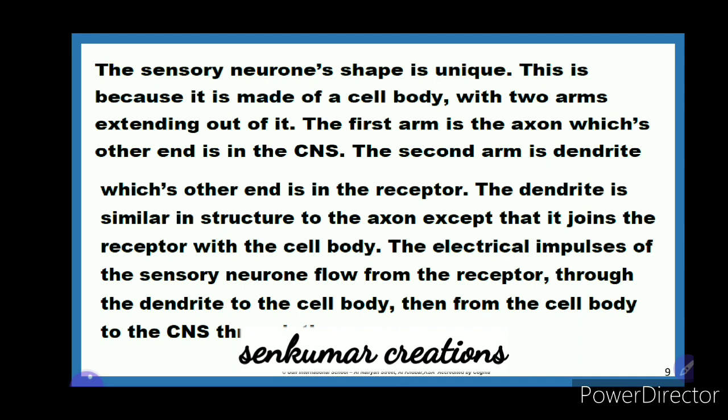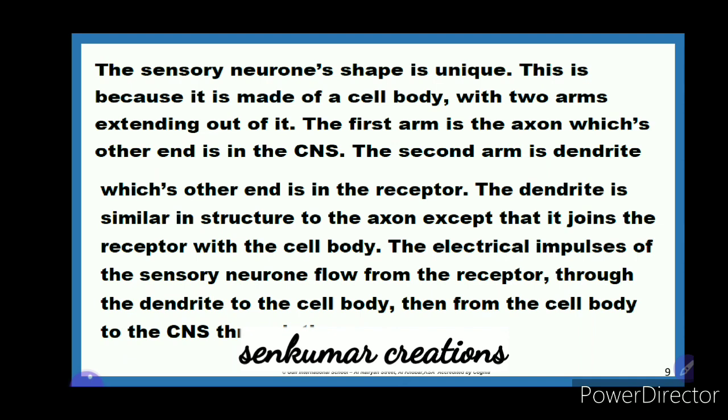The dendrite is similar in structure to the axon, except that it joins the receptor with the cell body. Same structure. The axon joins with the other neuron, right? The dendrite joins with the cell body. Okay, so the electrical impulse of the sensory neuron flows from the receptor through the dendrite to the cell body, then from the cell body to the central nervous system through the axon.